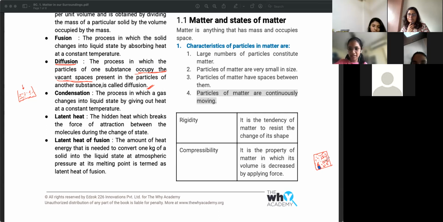Because of the diffusion of particles in gases. Okay, so Dhriti said diffusion. Shanaya, what were you saying? I was saying the same thing.